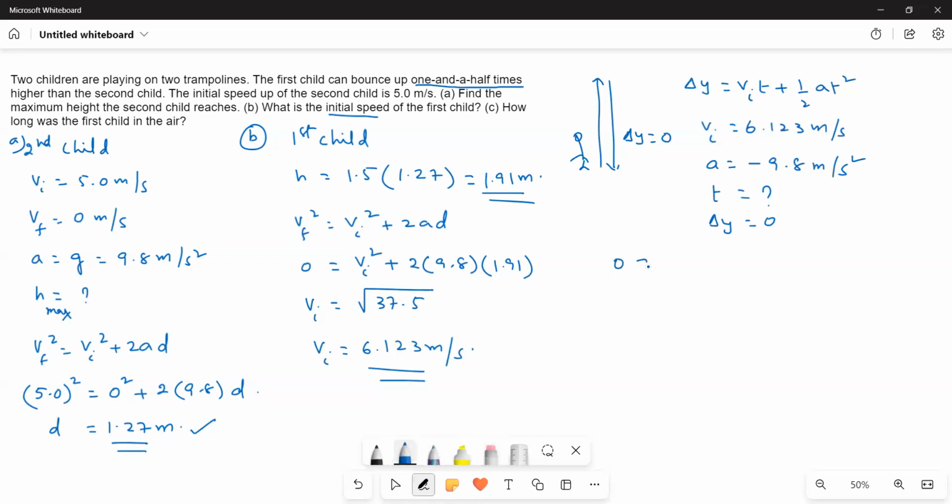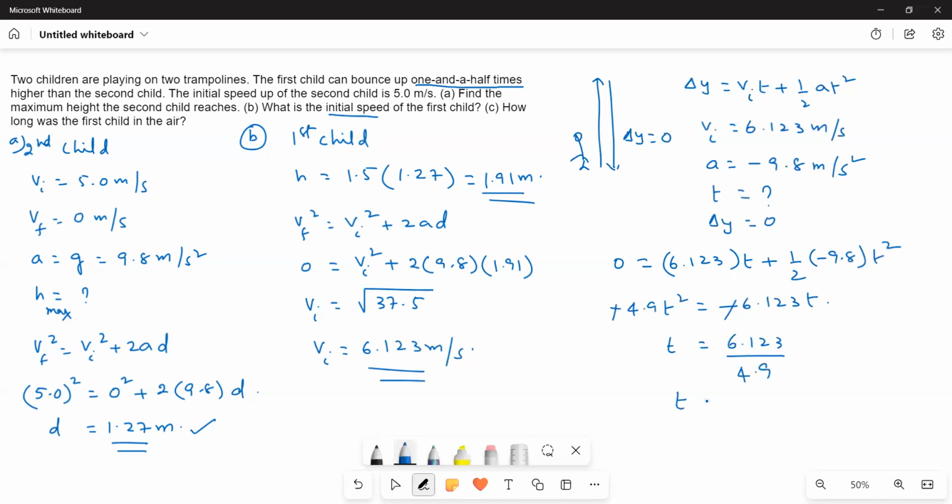Therefore, 0 is equal to 6.123 times t plus half into negative 9.8 times t square. Therefore, negative 4.9 t square is equal to negative 6.123 t. Therefore, t is equal to 6.123 divided by 4.9. Therefore, t is equal to 1.249 seconds. That is 1.25 seconds is the answer for this question.